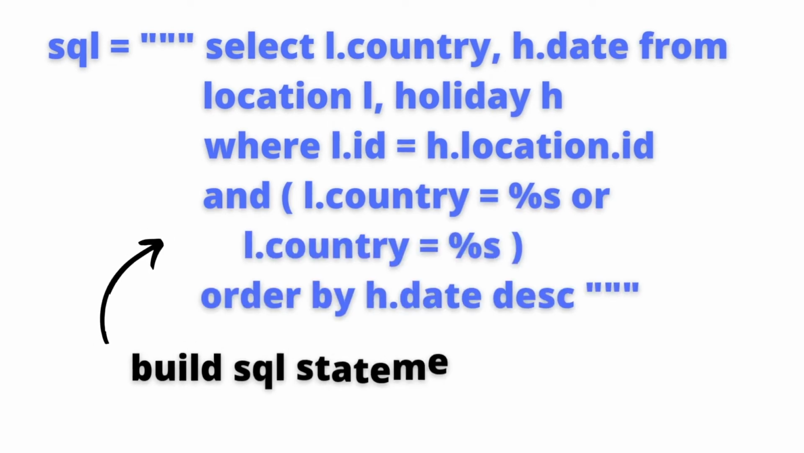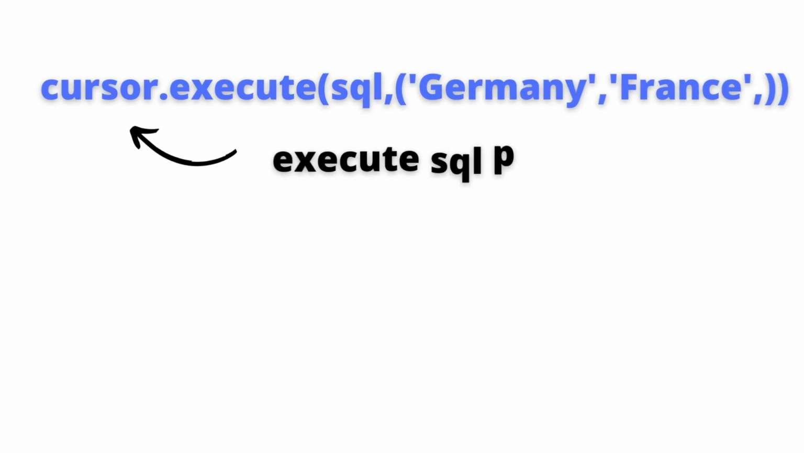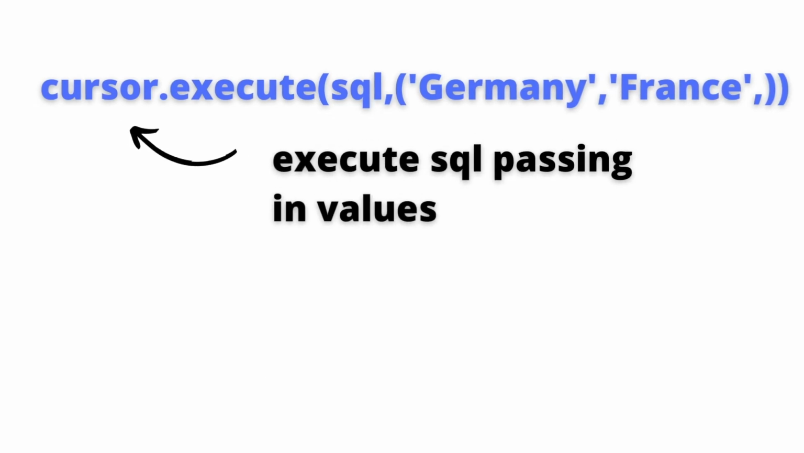We create an SQL statement with two placeholders. These are the %s values. They will be replaced with country values when we run the SQL statement. The cursor object execute method is called with the SQL statement and a tuple containing the two input values.